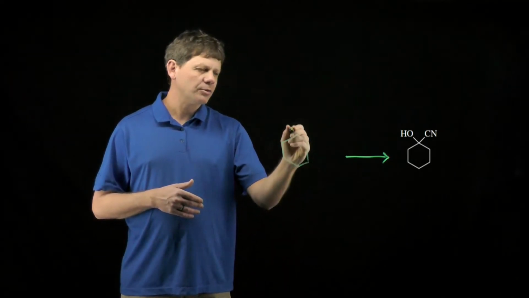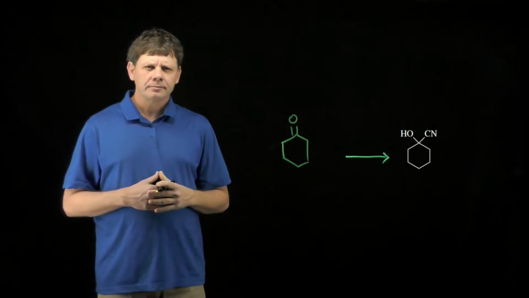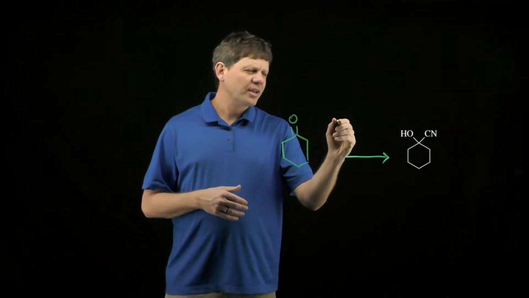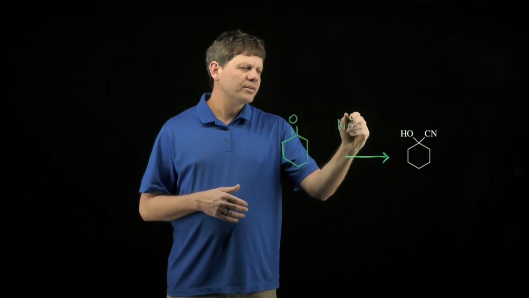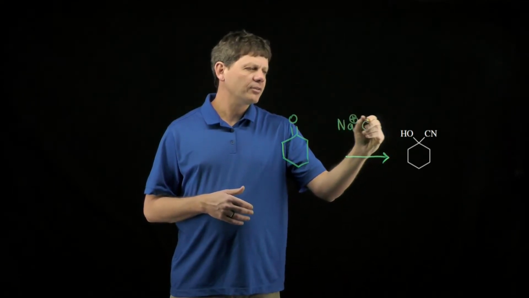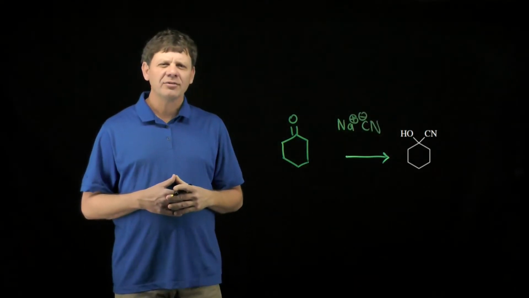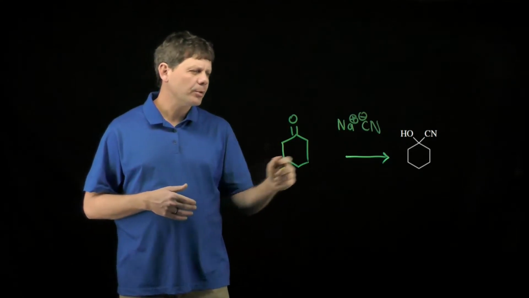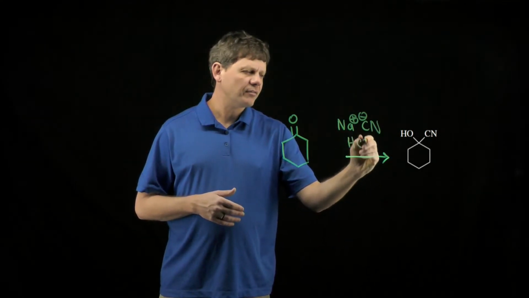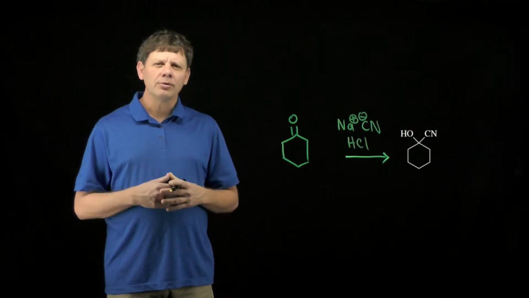We'll start this reaction with cyclohexanone. And if you remember, sodium cyanide is a good nucleophile, but it's not that strong. It's not a super strong nucleophile. And so in order to make this reaction favorable, we're going to run it in the presence of HCN. Why do we use HCN?